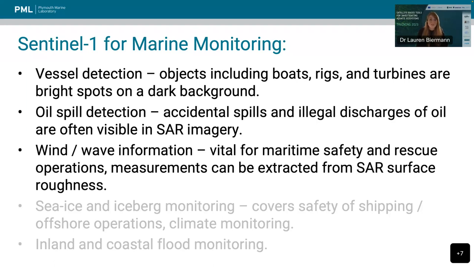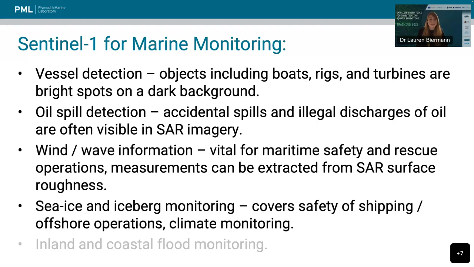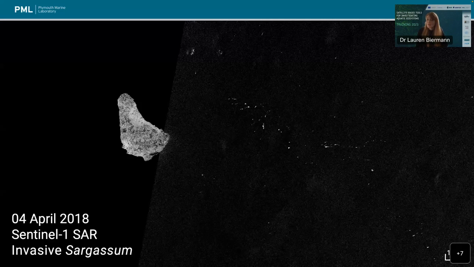In areas of the world where clouds are a problem, specifically the poles, this is sometimes one of the only ways you can collect any data throughout the year because of cloud and because of the solar zenith angle. It is also very important for inland and coastal flood monitoring. And more recently, it has been shown to be very good at picking up seaweed invasions.